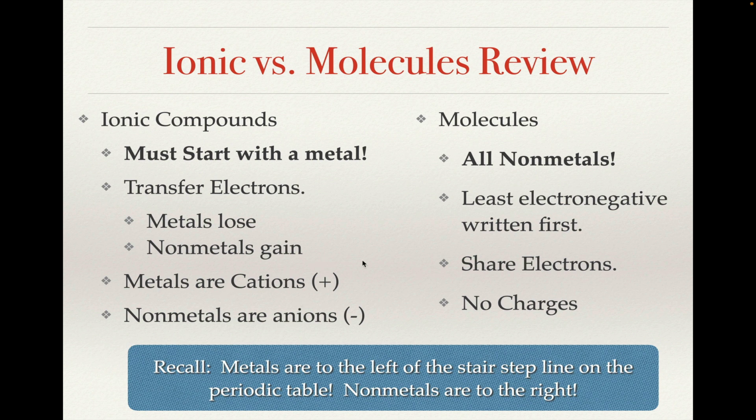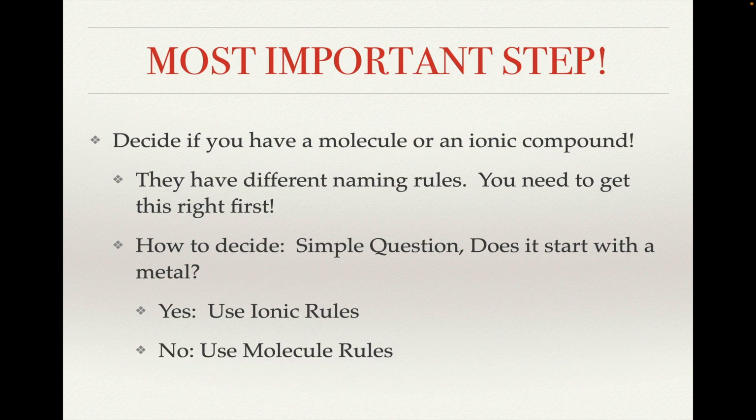Also recall that the metals are always going to be to the left of our stair-step line on the periodic table, so we should be referencing that as we do these things. The most important step to naming compounds is to determine if you have an ionic compound or a molecule. So again, that idea of a metal is the most important thing. If it has a metal, then we have an ionic compound. If it does not start with a metal, then we use molecules, okay?